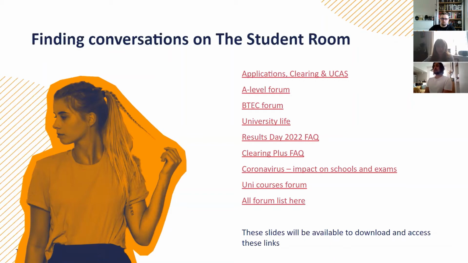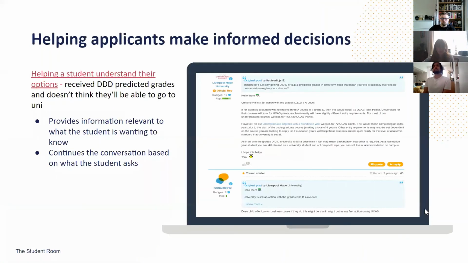And then as well, the Results Day 2022 and Clearing Plus FAQ, very good forums to have a look at too at those times of year. And then, of course, the coronavirus impacts in schools and exams threads. Obviously, the last 2 years, that's been a very active forum to have a look at. And then lastly, the Uni Courses Forum, which I would definitely suggest having a look at, especially if your university does specialise in a particular subject. You can access all these forums on the slides, which will be given to you very soon. So if you click onto the next slide, please.